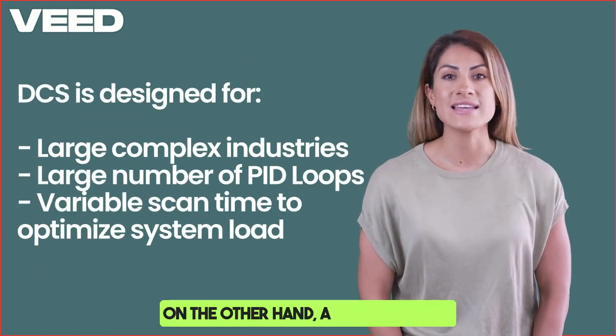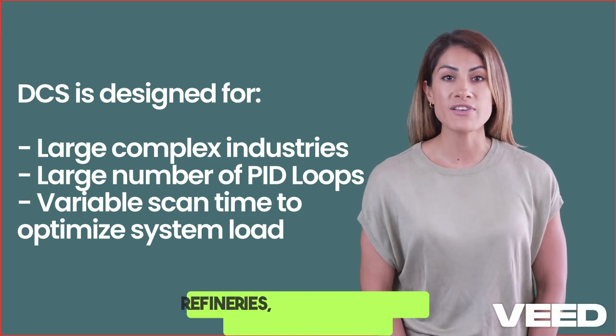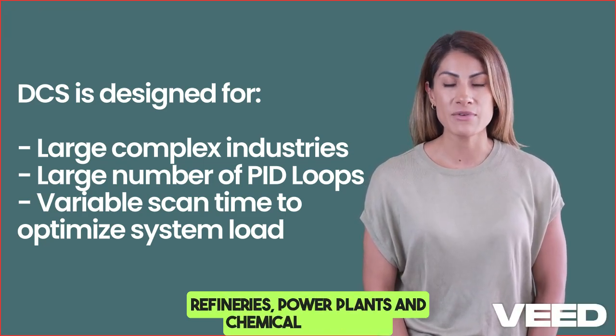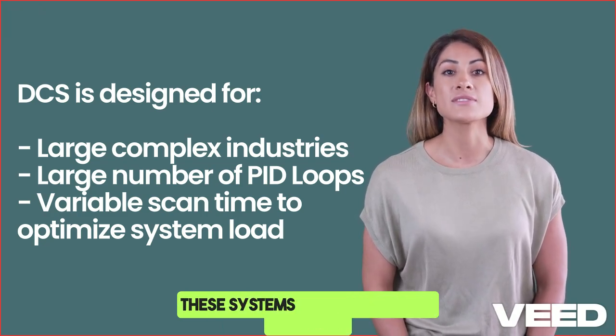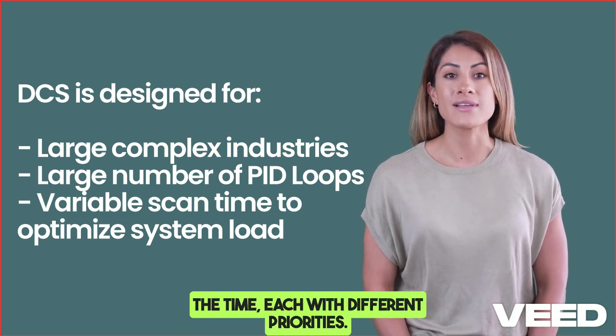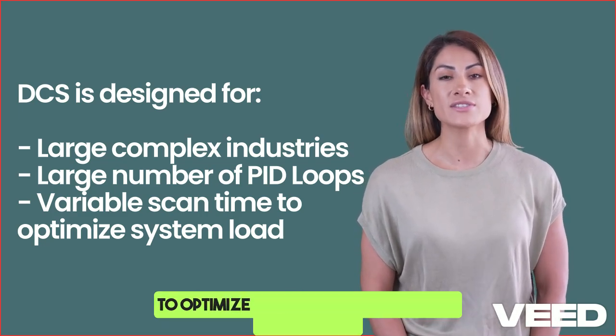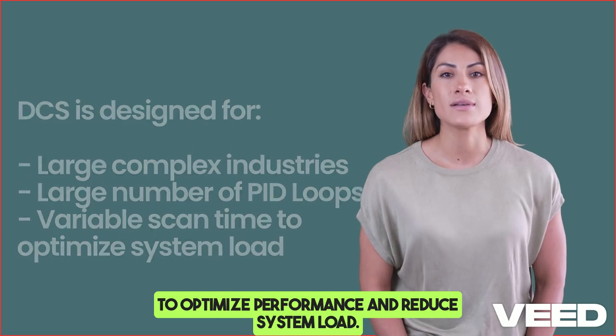On the other hand, a DCS is designed for large-scale process control, such as oil refineries, power plants, and chemical industries. These systems manage multiple loops all the time, each with different priorities. Unlike PLCs, DCS scan time is variable to optimize performance and reduce system load.